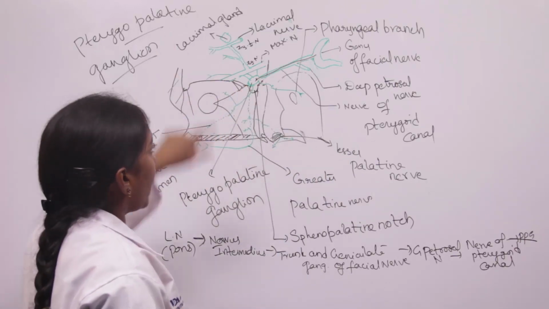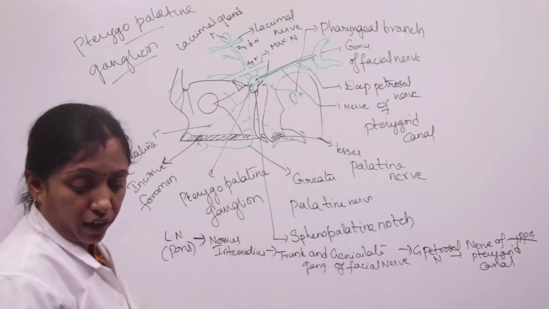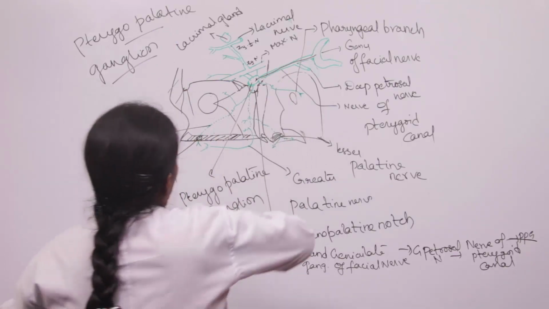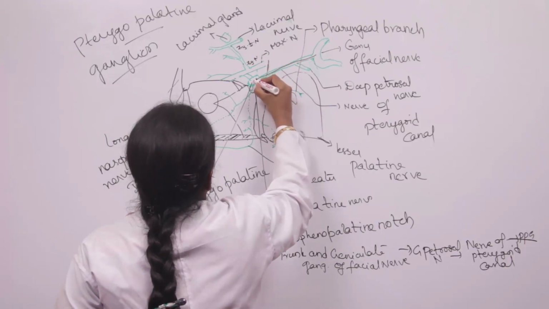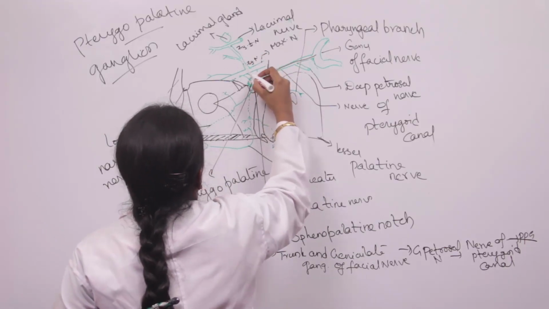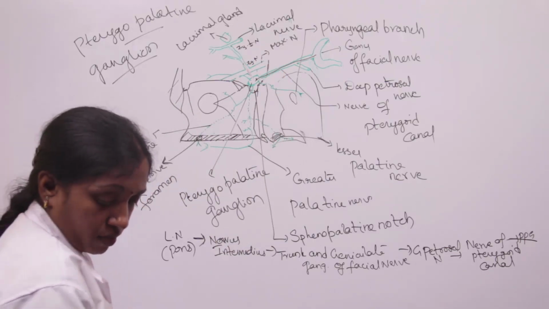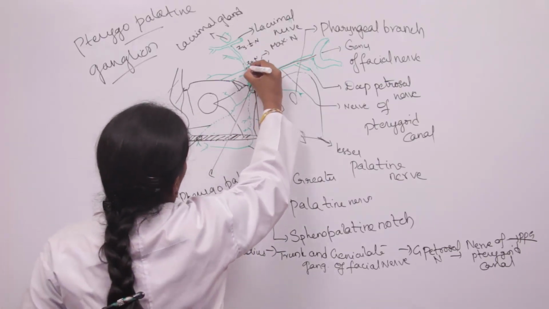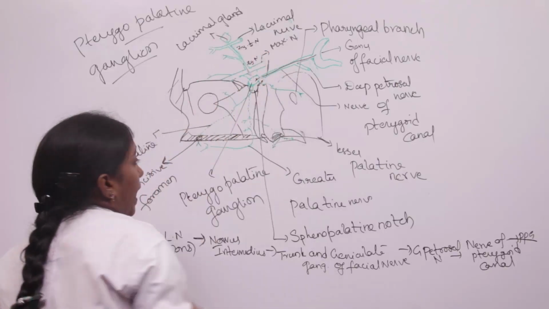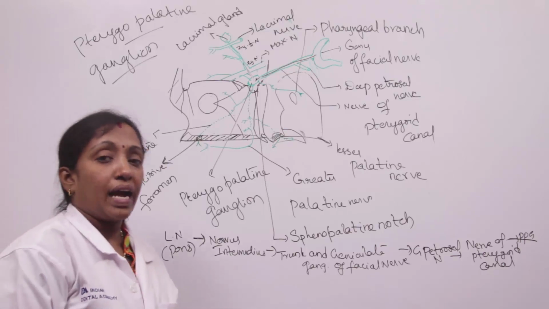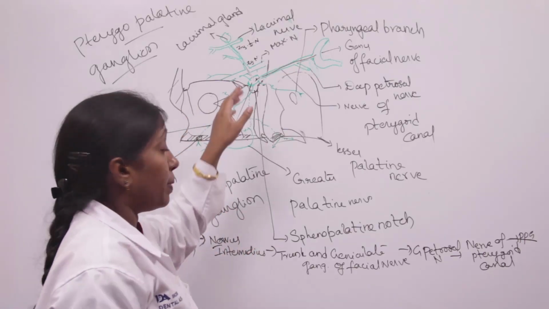Okay, and the postganglionic fibers pass through the zygomatic nerve, zygomaticotemporal nerve, and through the lacrimal nerve they supply the gland. So that's about the parasympathetic relay.